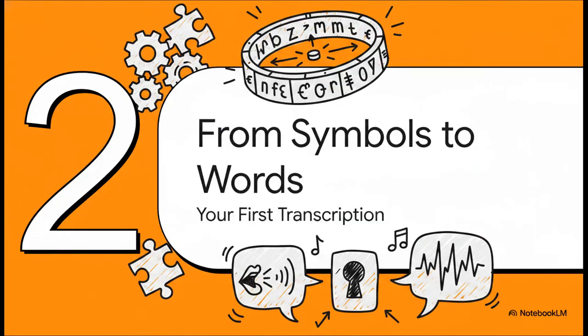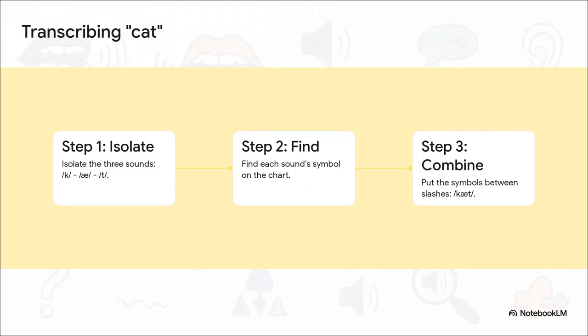All right, enough theory. It's time to get our hands dirty and actually put this decoder ring to use. Let's start with a super simple word, cat. The first step is to just listen and break it down into its individual sounds. You hear k, a, t. Okay, so that's three sounds. Step 2, we look at our chart and find the symbol for each of those sounds. Then step 3, we just put those symbols together between two slashes. And just like that, the word cat becomes /kæt/.